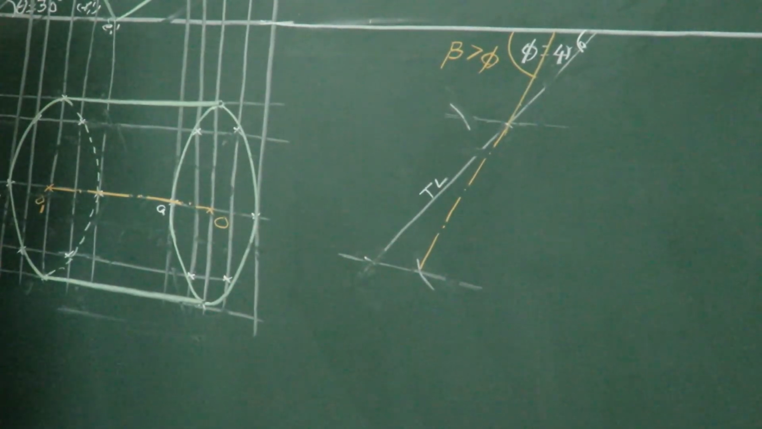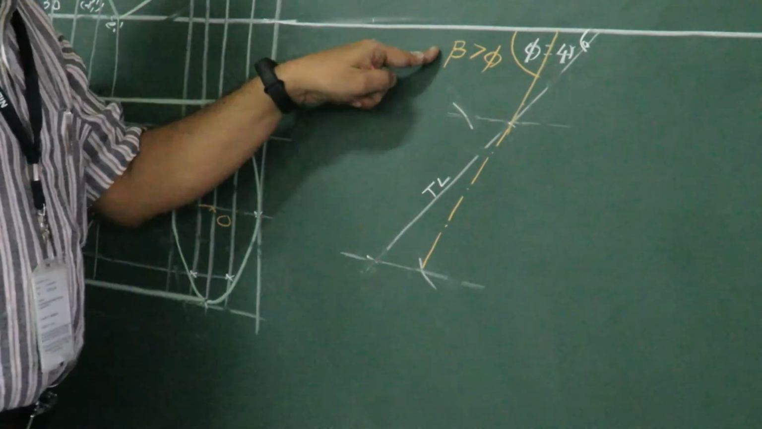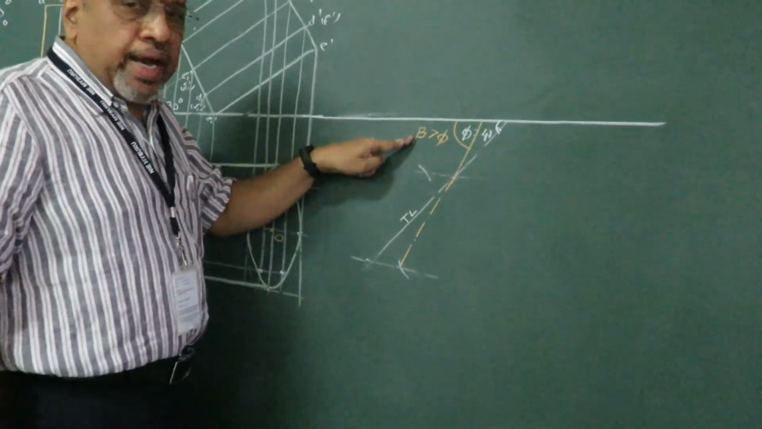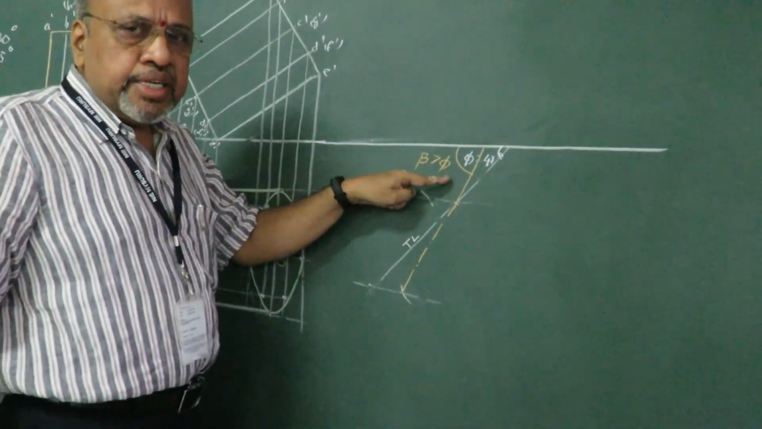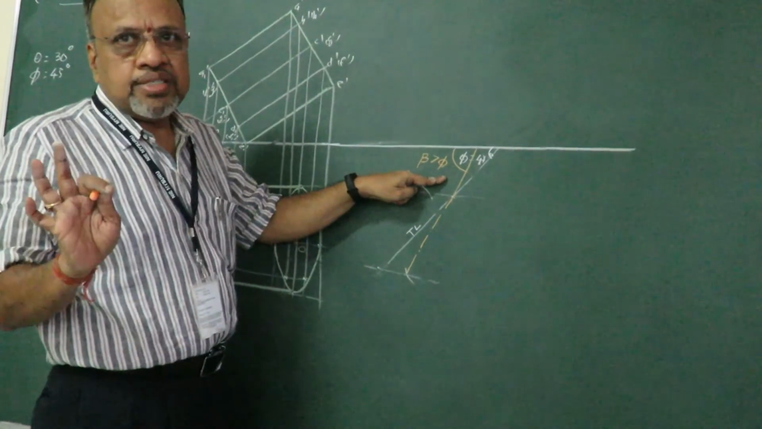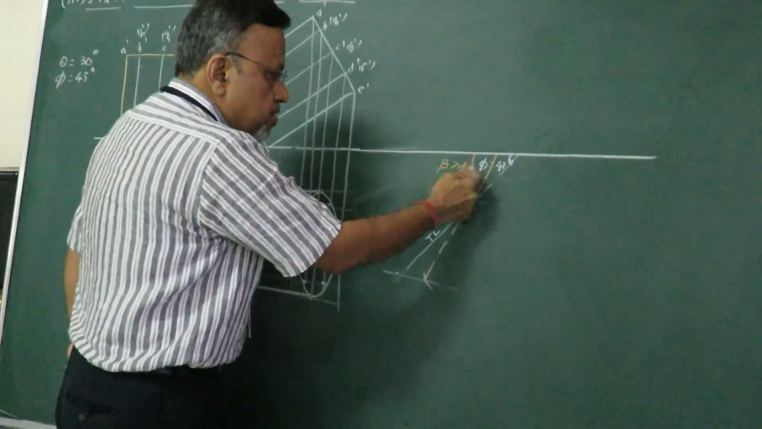Is it okay? I think you would have done this in your projection of lines, wherein we have noted that always the apparent angles are greater than the true angles. Of course, apparent lengths are smaller than the true lengths. Okay, so now this is my apparent angle.